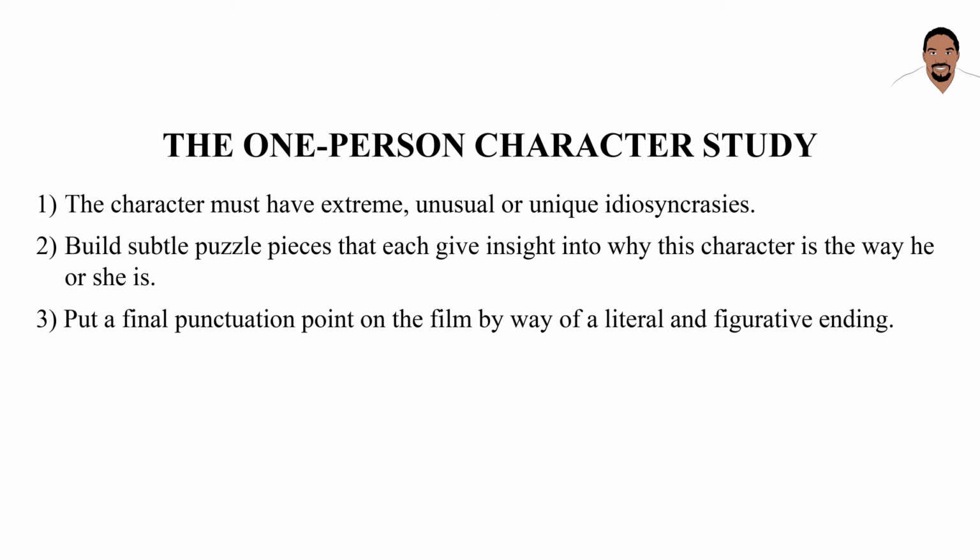And number three, we put a final punctuation point on the film by way of literal or figurative ending. And I'm going to get into this in a little bit more detail in a second. Okay. And so those are the rules. And then the question is, how do we structure such a short film? And I've come up with a structure that I've come across a few times. And again, short films allow you to be more creative and experimental with your structure. So this is definitely not written in stone, but hopefully it points you in the right direction if you're lost with doing a certain type of film.